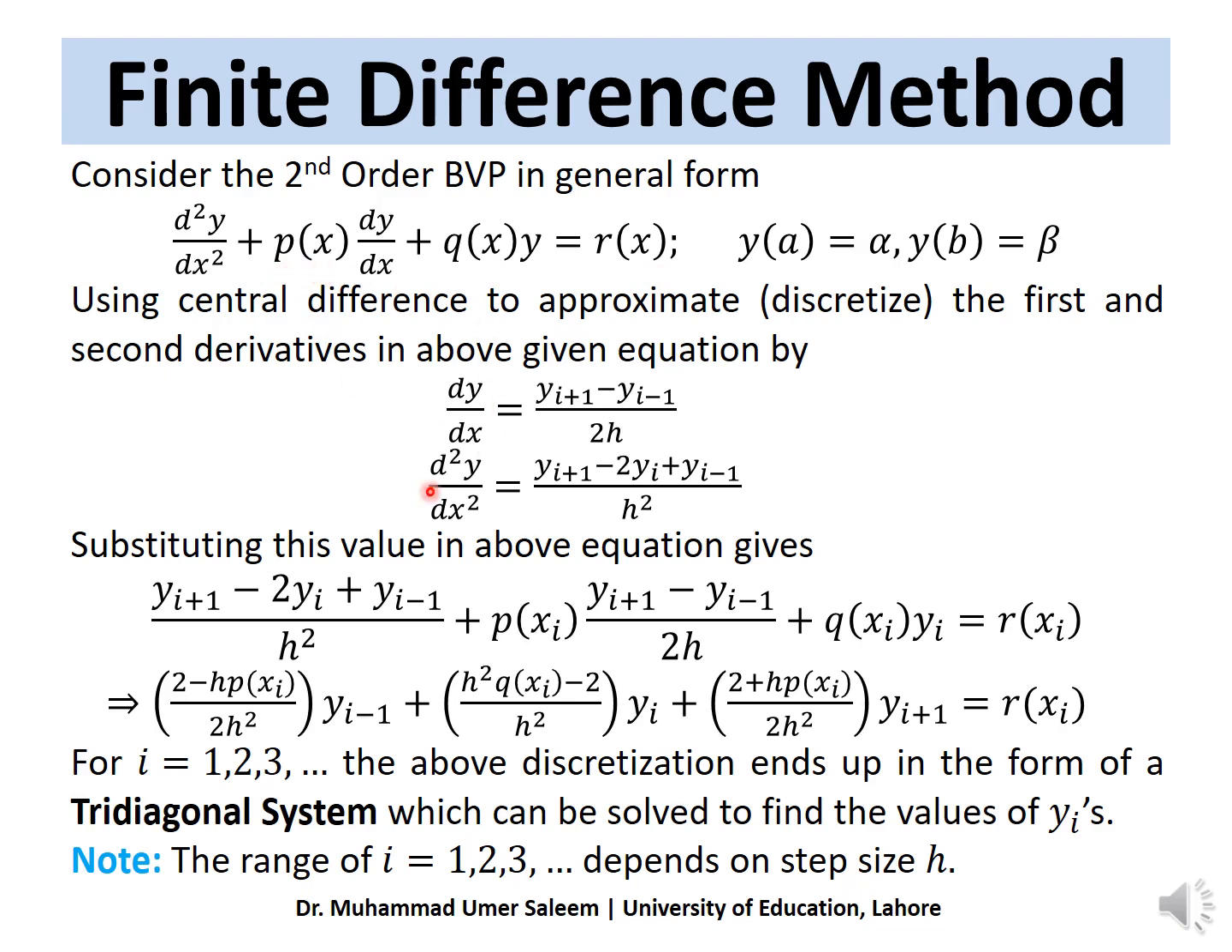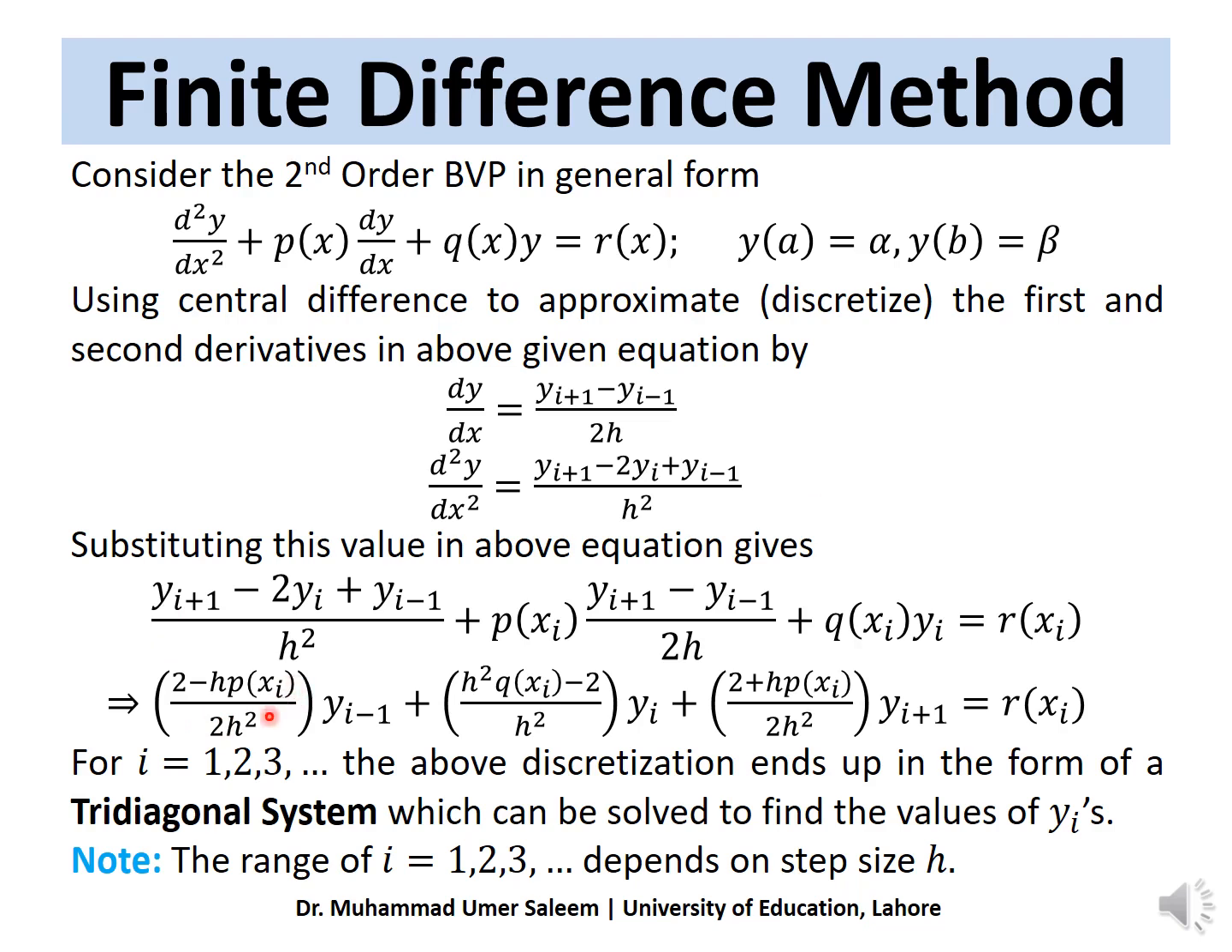So substituting these values, the value for the second derivative is placed here, and p is in a similar way, since we are discretizing, it will be p of xi, and this dy over dx will be approximated with the central difference formula like this, plus q of xi, and this y is discretized as yi, and this right hand side is r of xi. In certain cases this r of x can be 0, so for that homogeneous case, as we have already discussed in previous lectures in detail.